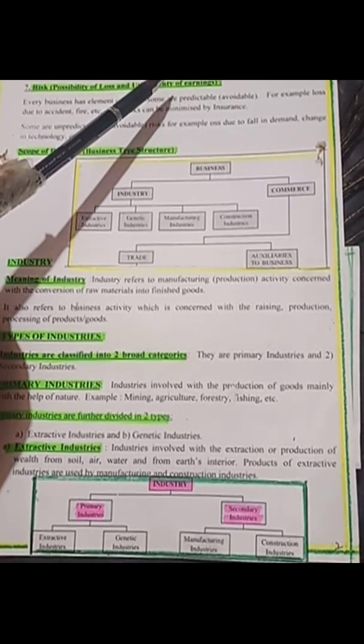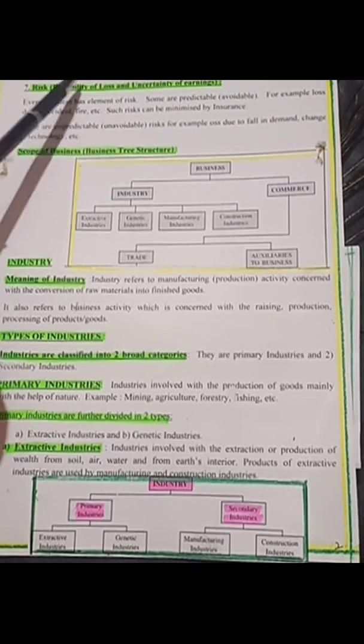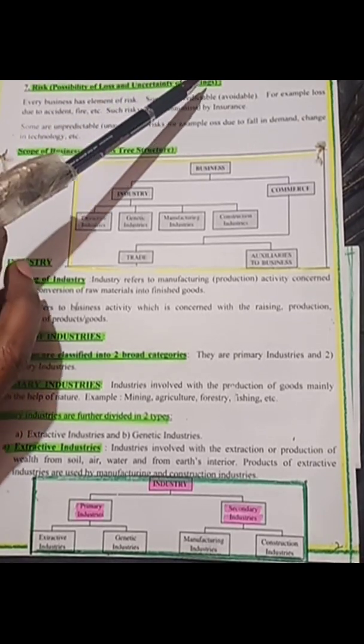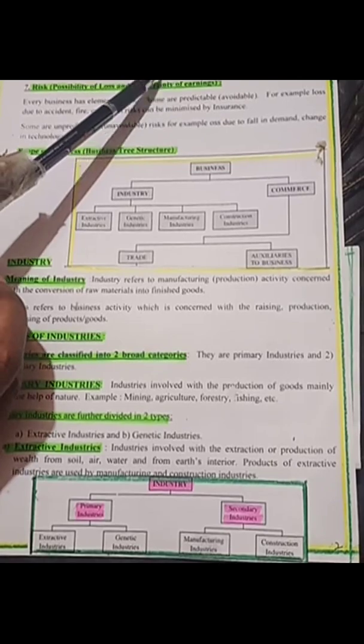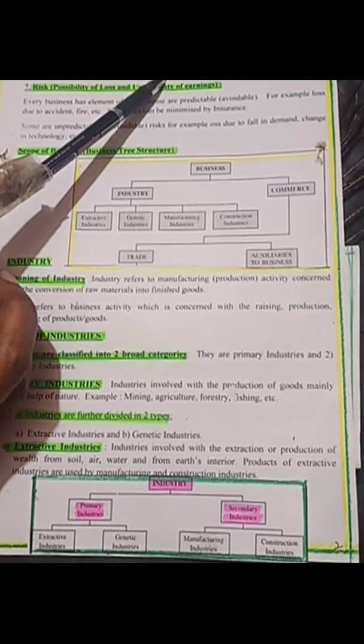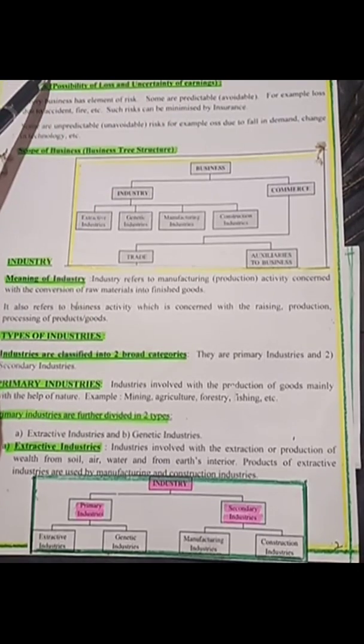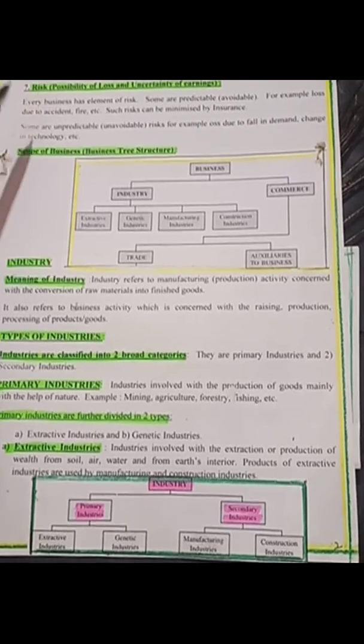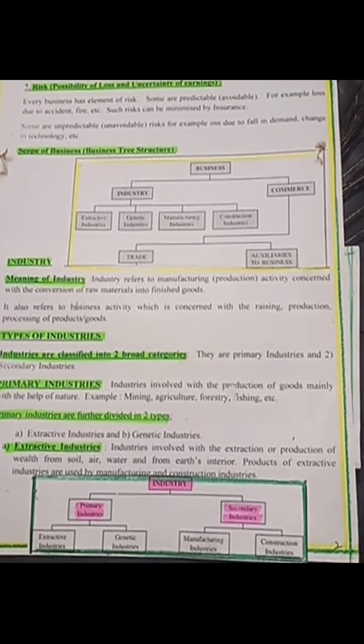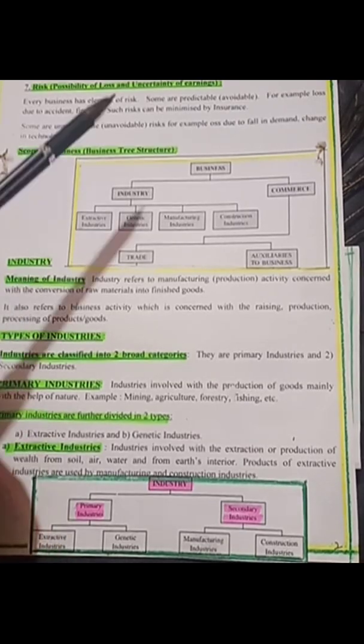The amount of capital or money required to carry on business may vary depending on the size, nature, and location of the business. Size of the company, nature of the company, what products they're producing, and also the location, where are they located. So capital is very important to run the business smoothly. People may have ideas to open a business, but without capital, you cannot take up business. Sixth point is over. Seventh one, risk means possibility of loss and uncertainty of earnings.